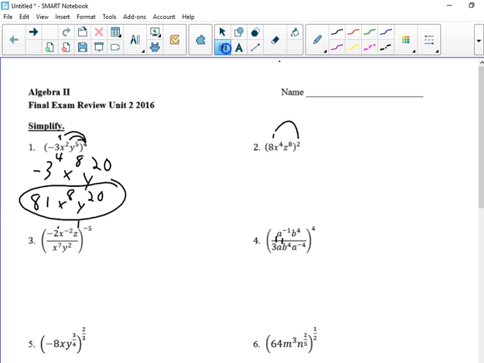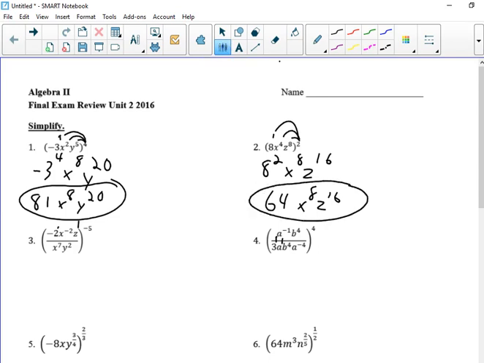So it's 2 times 1 times 4 times 8. So that's going to be 8 squared, x to the 8th, z to the 16. And then we just simplify: 8 squared is 64, x to the 8th, z to the 16. That's it.